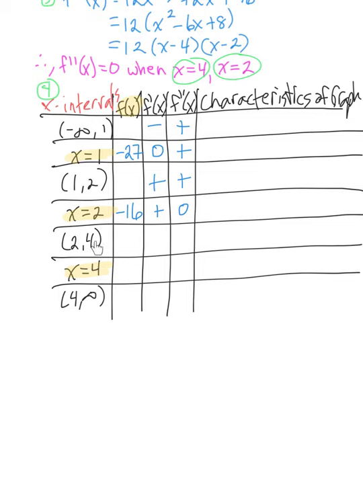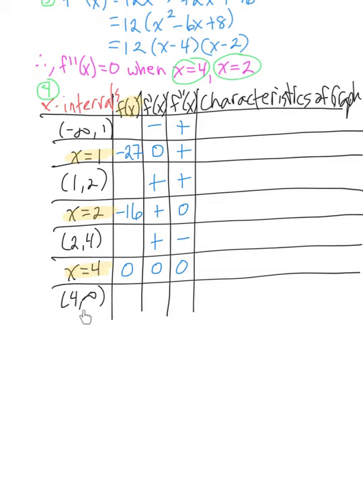Then in the interval from 2 to 4, I'm going to choose 3. So if I substitute 3 into the first derivative, I get a positive value. And the second derivative, I get a negative value. At x equals 4, I'm going to substitute 4 into all 3. So when I substitute 4 into the original function, I get 0. Into the first derivative, I get 0. And into the second derivative, I get 0. So we'll talk about that.